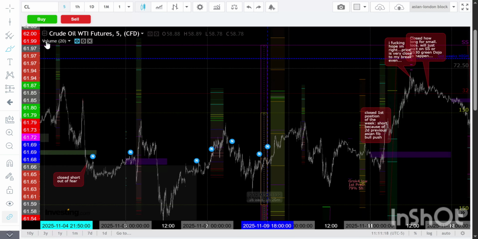I figured out what that is for U.S. oil. And these fibs right here, you'll come up with your own levels. But these fibs right here are placed on the London session from 2 to 5. I actually used it from 1 to 5 for oil, even though that's just my own stuff. But I think it's from 2 to 5.